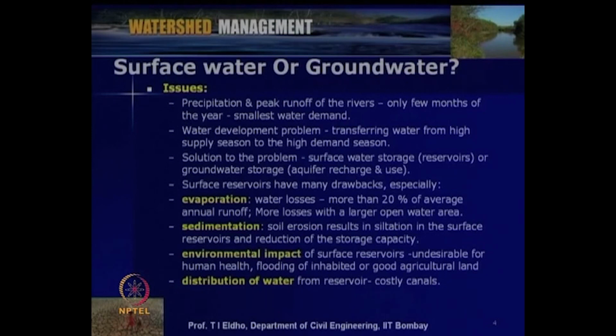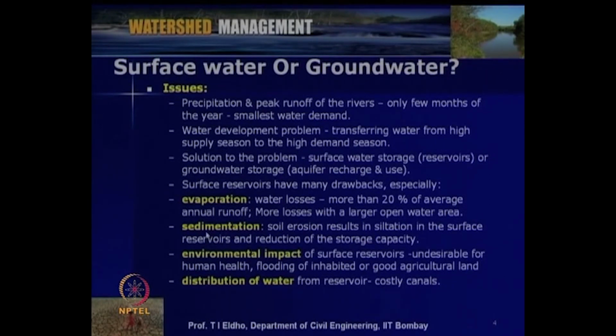So now let us consider the surface water availability, that is, surface water in rivers, lakes or reservoirs. There are a number of drawbacks as far as surface water is concerned, like huge evaporation losses. Approximately about 20% of the average annual runoff we lose in terms of evaporation. So there are more losses with a large open water area. When the reservoir has a huge area, we can see that there will be more evaporation.